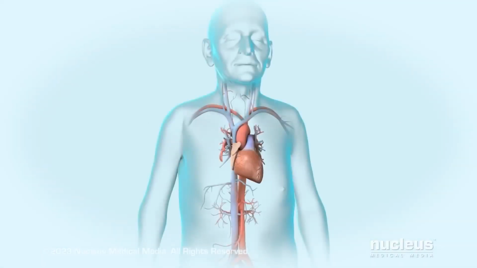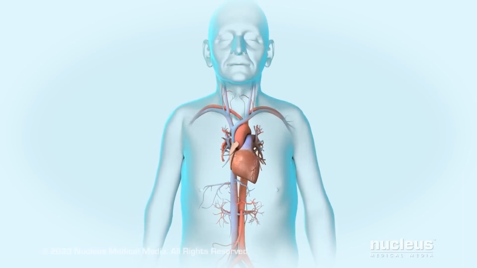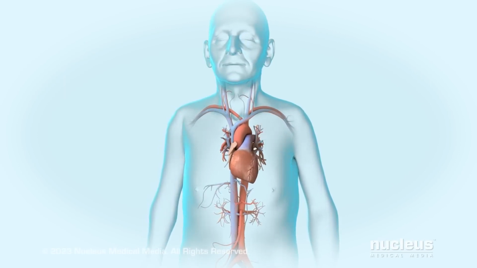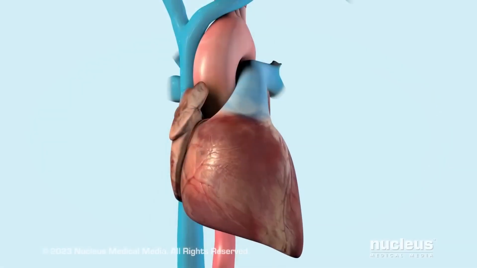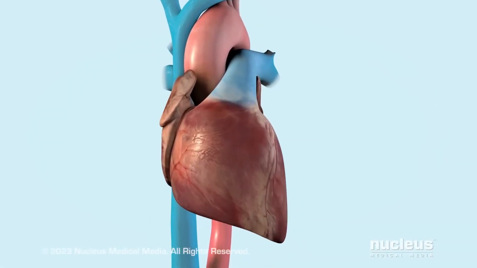If you have a severe problem with the aortic valve in your heart, your doctor may recommend a transcatheter aortic valve implantation, or TAVI. It's also known as transcatheter aortic valve replacement, or TAVR. Your aortic valve is one of the 4 valves in your heart.